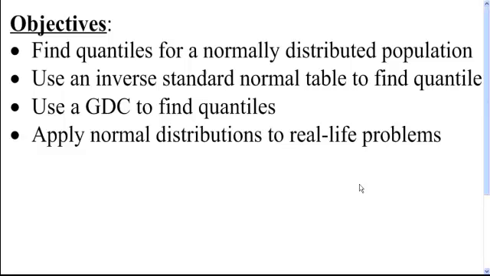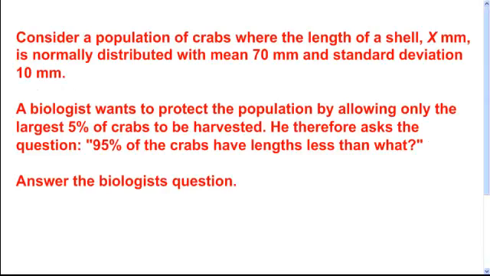In today's video, we're going to look at finding quantiles from a normally distributed population. We're going to use an inverse standard normal table to find a quantile, and then we're also going to use our graphing calculator. And then lastly, we're going to be looking at applying our normal distributions to some real-world problems. So to begin with, we're going to start with the following real-world problem.